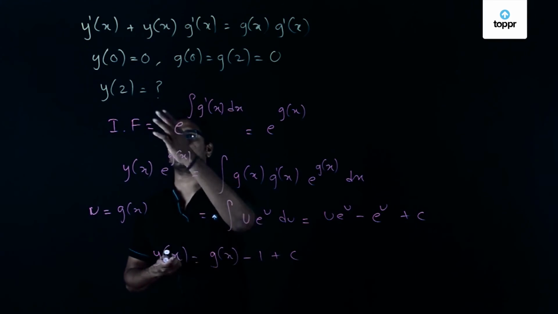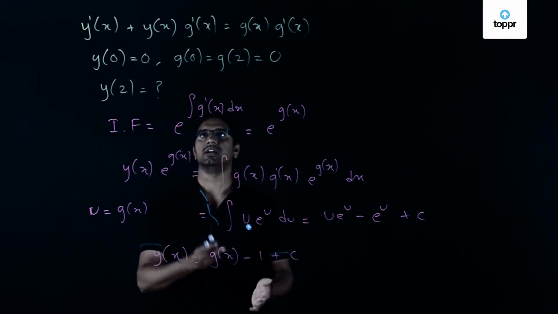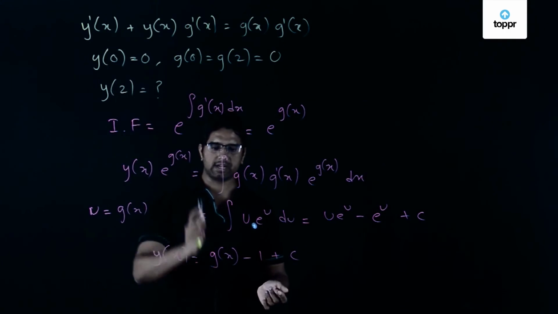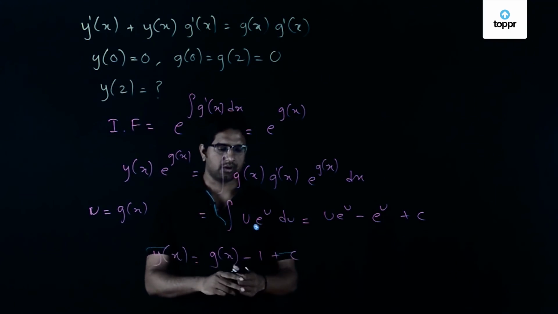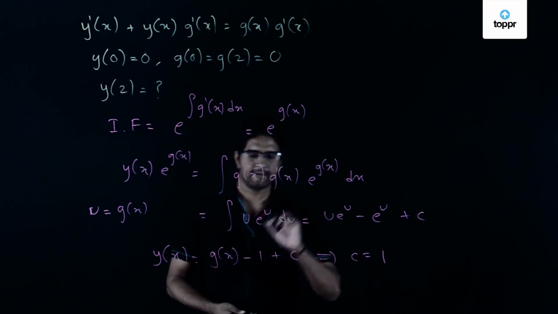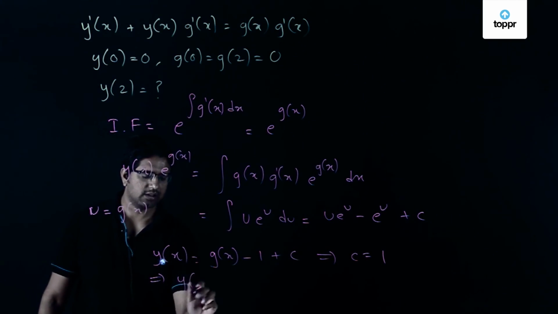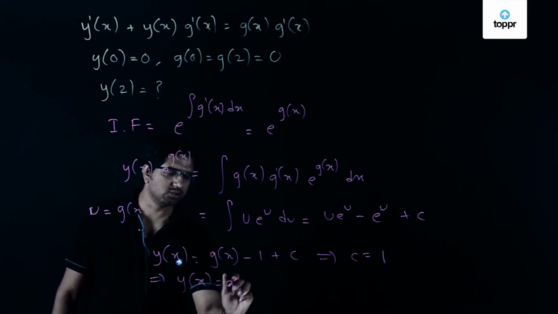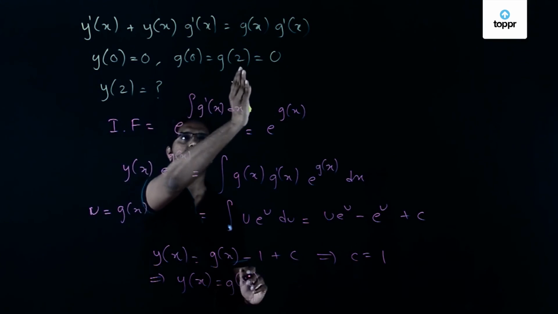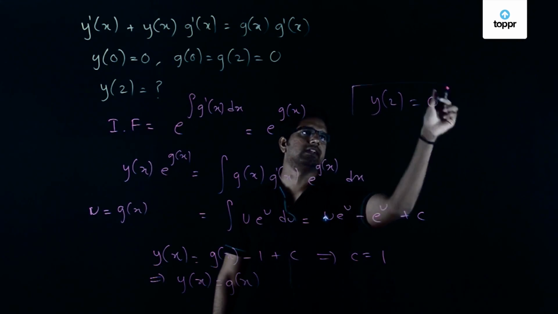Now, we have been asked to find the value of y of 2, but before that we have to evaluate the value of c. For that we can put x equal to 0. We have y of 0 equal to 0 and g of 0 is also equal to 0. Putting these values, we get that c is equal to 1. This implies that the function y of x is actually equal to g of x itself, and therefore y of 2 is equal to g of 2, which is equal to 0. So, y of 2 equal to 0 is the right answer.